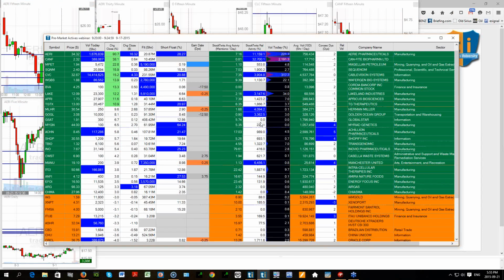On the stocks that gap up and trade with unusual volume, is there a way to see the news, like news on why it gapped up? I don't believe so, Omar. We don't link directly to the news. We don't specifically have a news filter.